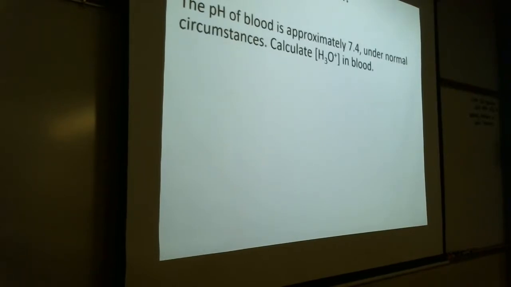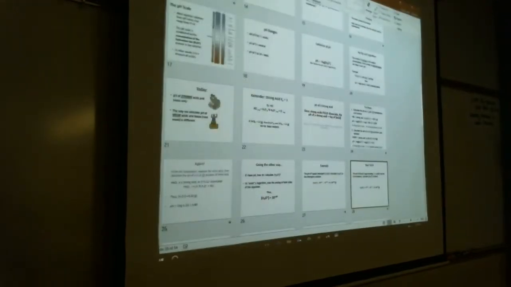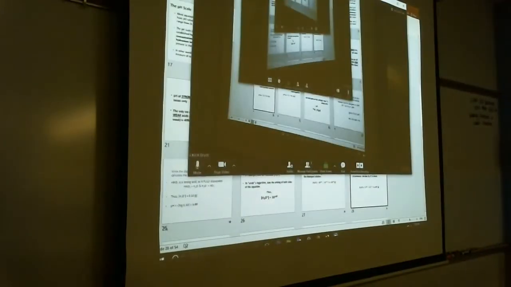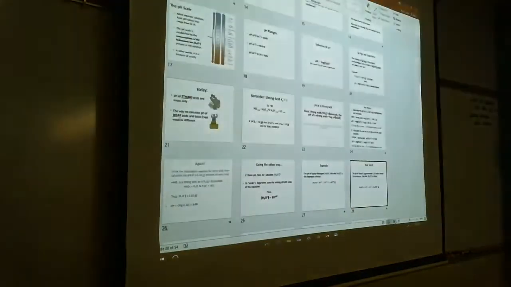pH of blood under normal circumstances, so no ketoacidosis going on or anything like that. pH is approximately 7.4. What is the hydronium ion concentration under these conditions? Give you a second to try that. Okay, let's see what we got.